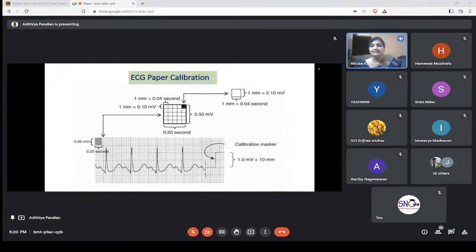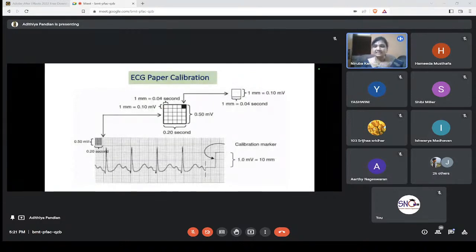How will you calibrate the millivolts? You will be calibrating it as 1 millivolt is equal to 10 millimeters. So 10 millimeters means it is 2 large boxes. So 2 large boxes in the y-axis will give you a 1 millivolt deflection, which is equivalent to your R wave. The R wave is almost 1 millivolt in height. So whenever you calibrate an ECG paper, the normal ECG will have the calibration of an R wave of approximately 1 millivolt, which is 10 millimeters.